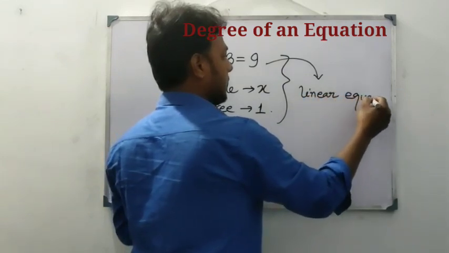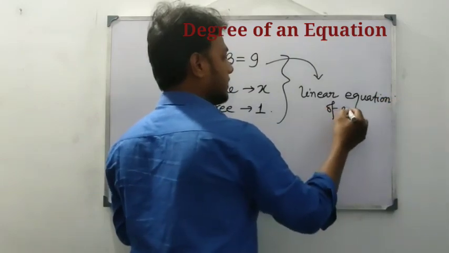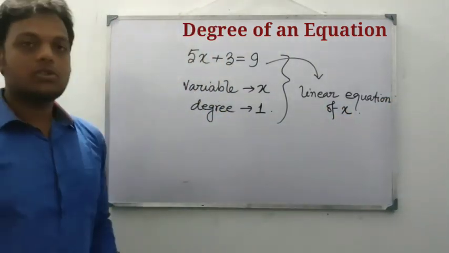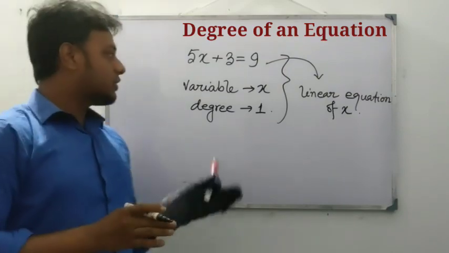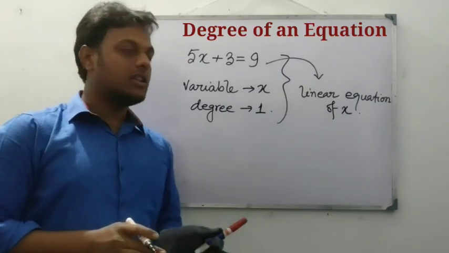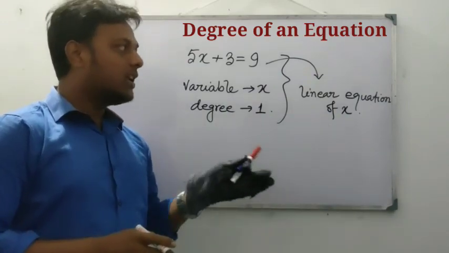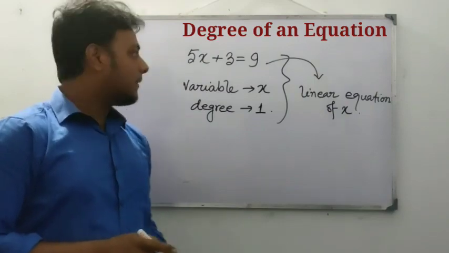This is the linear equation of x. If the degree of an equation is 1, then the equation is named a linear equation on the basis of degree. Is it clear?